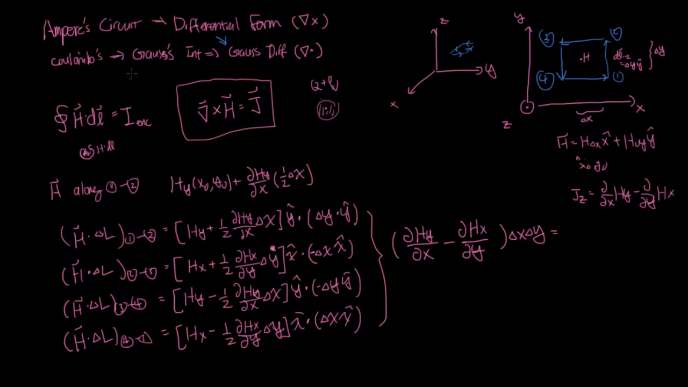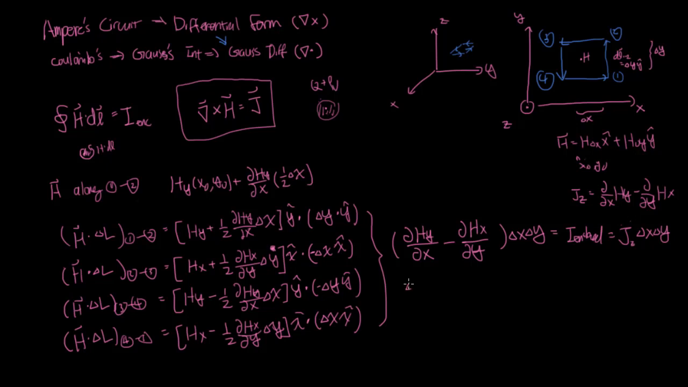And that, based on Ampere's circuit law, is going to be equal to I enclosed, which is going to be equal to the current density times the total area, right? J times delta x, delta y. In this case, J is in the z direction. And since we're taking out the z direction, we're not going to worry about the vector.